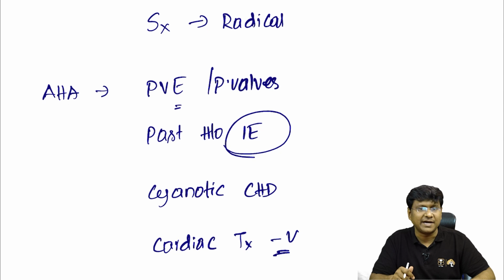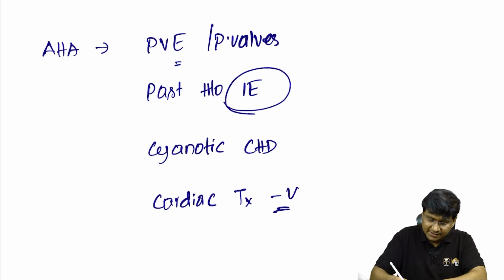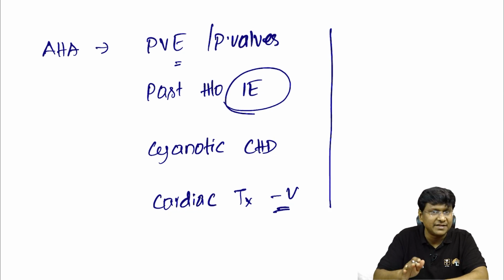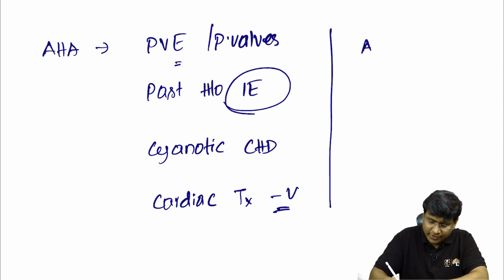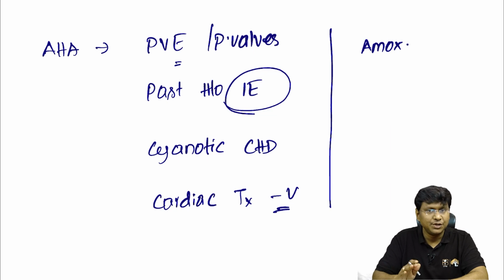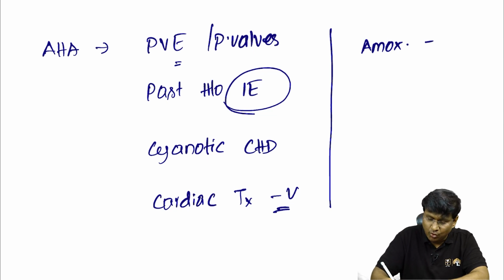And in the infective endocarditis prophylaxis, the regimen that you will be giving for those individuals who are not allergic to penicillin: in them you can give amoxicillin, right? That is oral, 2 grams, 1 hour before the procedure, right?